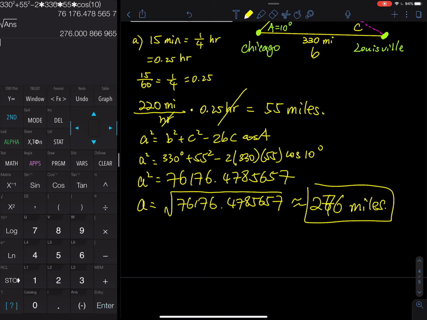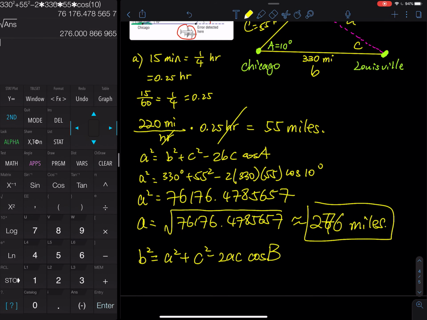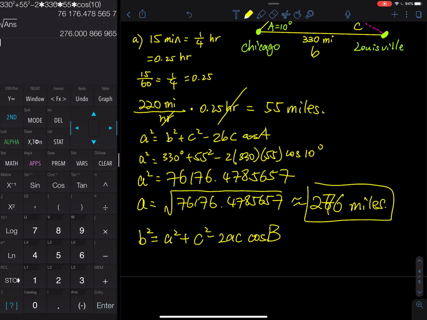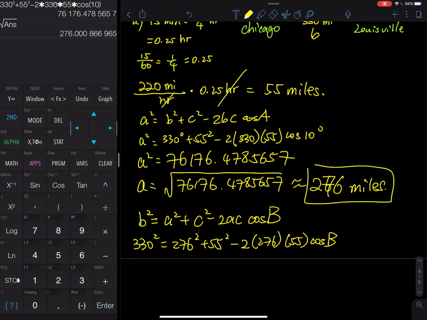So to find angle B, I'm going to do B squared equals A squared plus C squared minus 2AC, and then cosine B. The big B is what we are trying to find. I don't think we will need angle C. So that is 330 squared equals 276 squared plus 55 squared minus 2 times 276 times 55 times cosine B. All right, and then you calculate that.